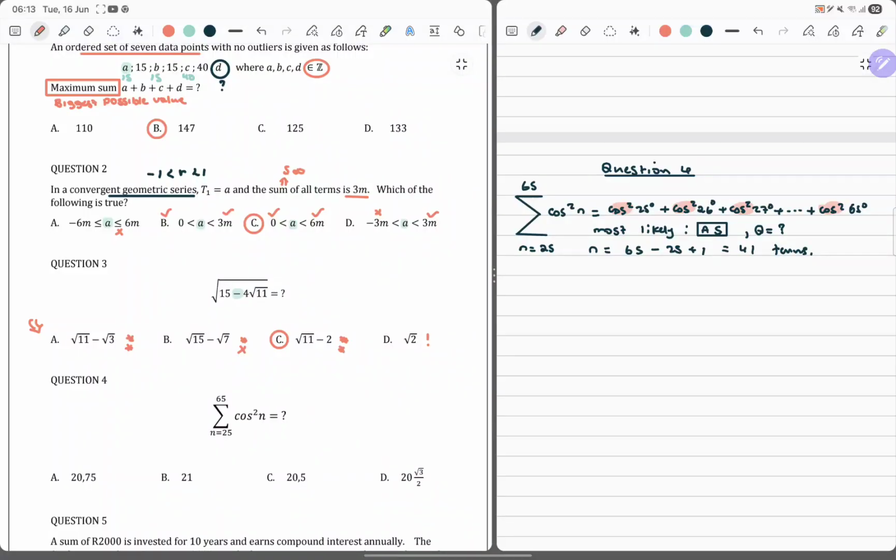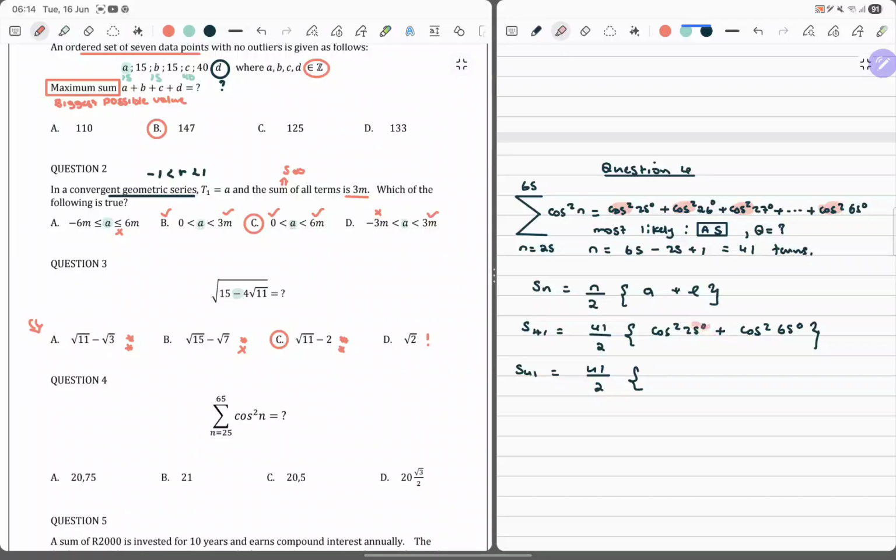All right, now folks, how do we deal with this? We know that the sum of an arithmetic series, when we know the number of terms, is going to be n over 2 into the first term plus the last term. At least we know what it is. So we've got S41, it's going to be 41 over 2 into the first term is cos squared 25 degrees plus the last one is cos squared 65 degrees. Okay, cool. So we just keep going.